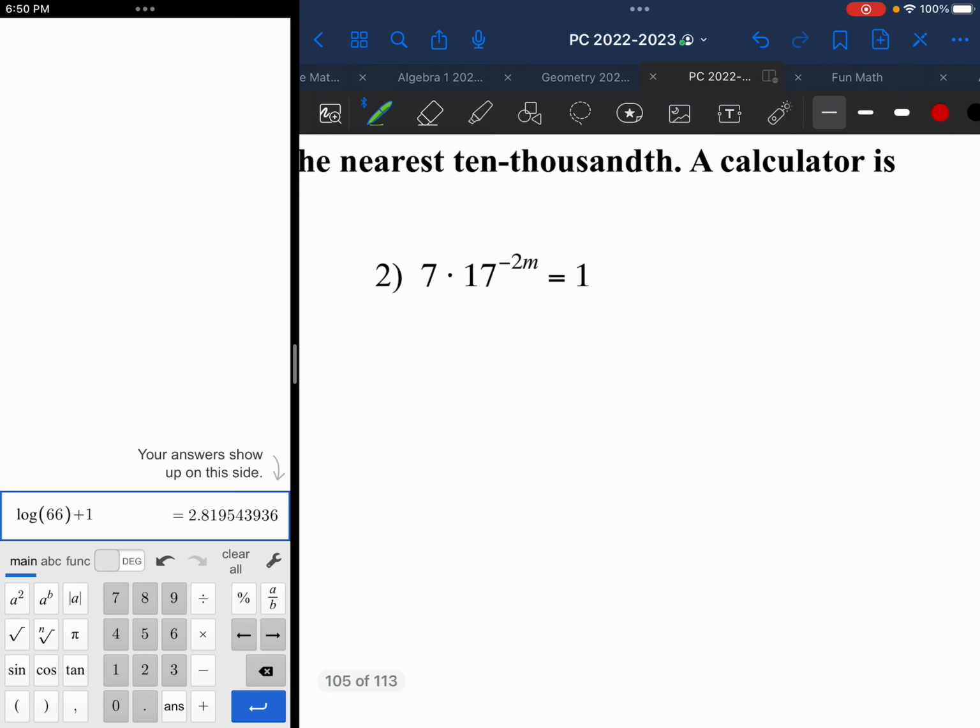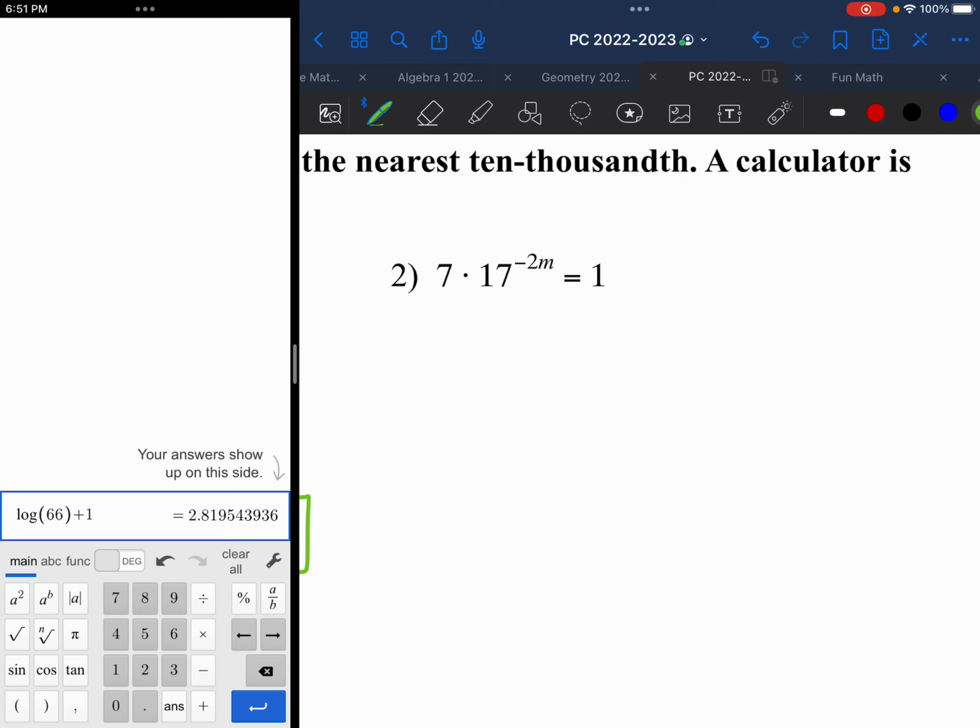All right, how do we do number 2? In number 2, we need to get this exponential by itself, which means we need to get rid of that 7. Notice that the 7 is being multiplied, so we're going to divide both sides by that leading coefficient, 7. And when we do that, things that cancel out, you're gone, and I'm left with just 17 to the power of negative 2m, and this is going to be equal to this fraction 1/7.